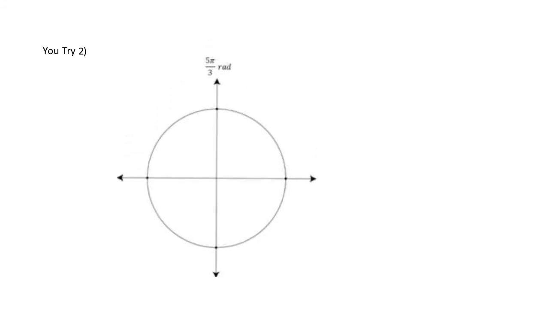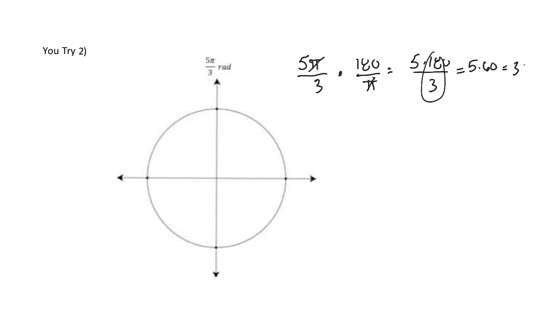All right, so again, try this problem, do it in your notes, and then hit play, and I'll show you the answer. First thing, convert it to degrees. So times 180 over pi. The pi's will cancel. 5 times 180 divided by 3. I like to simplify this first. 180 divided by 3 is 60. So it's just 5 times 60. So it's 300 degrees.